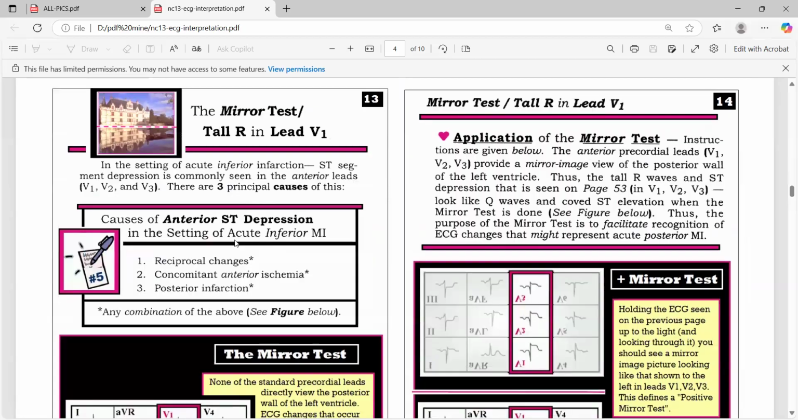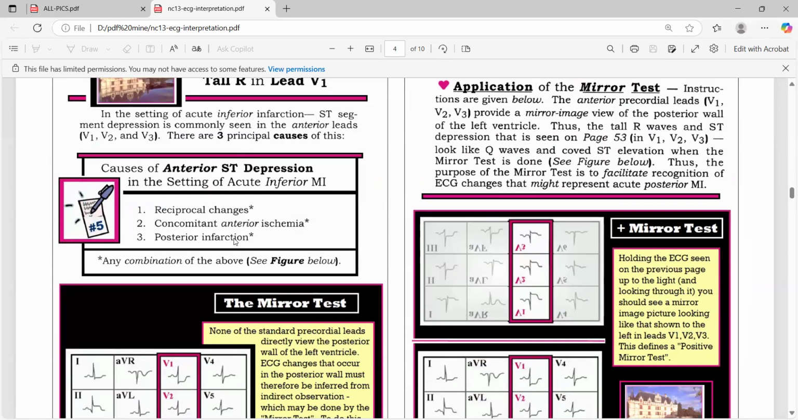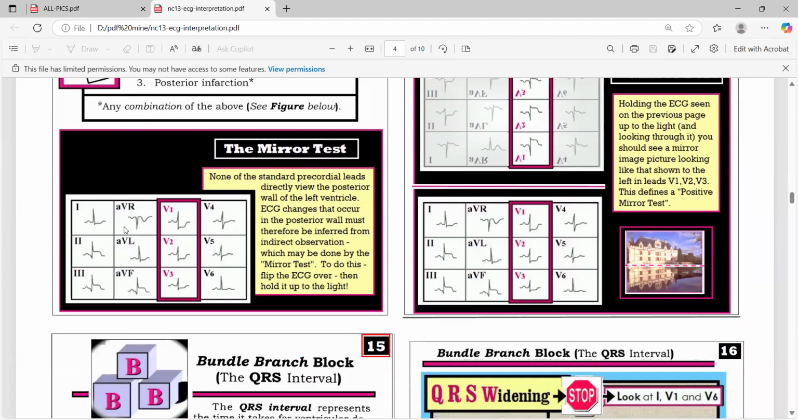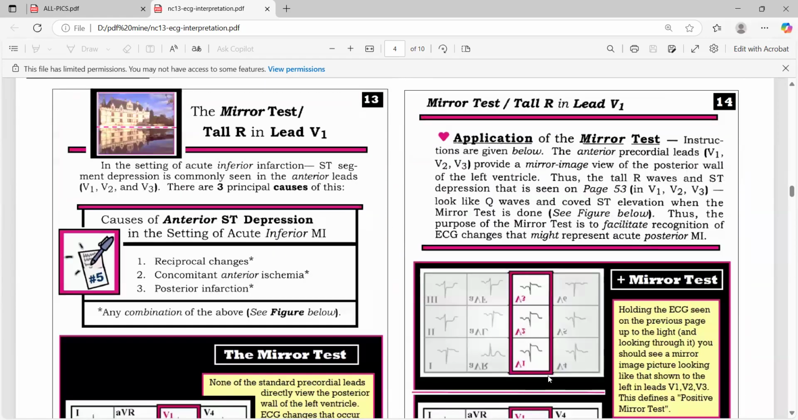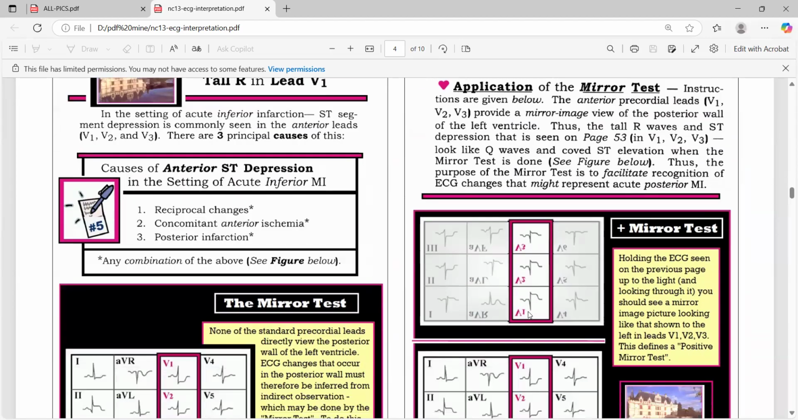Then the mirror effect is there. So, as you can see, if there is anterior ST elevation in the setting of an acute inferior MI, reciprocal changes or concomitant anterior ischemia or posterior infarction could be there. You need to remember which leads you will see for anterior, which for lateral, and which for inferior. So in leads 1, 2, and 3 we see the mirror effect. They are similar in how they behave, and that is basically an anterior one. Then if we are looking for the mirror effect in the opposite direction, this is basically the inferior leads.